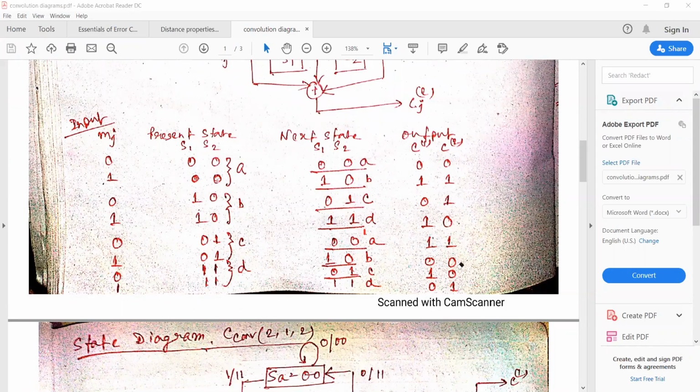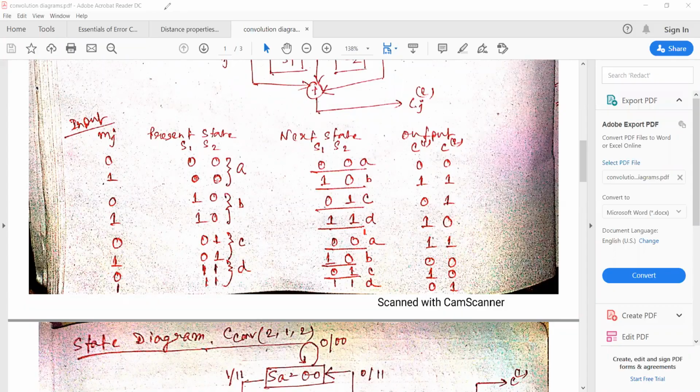So we will use the outputs and the weight of the output. Please remember the output corresponding to each transition: from A to A, the output was 0 0. From A to B, the output was 1 1. From B to C, the output was 0 1. From B to D, and so on. You have to remember all the outputs of the transitions, or rather, you have to make this table to make the modified state diagram.